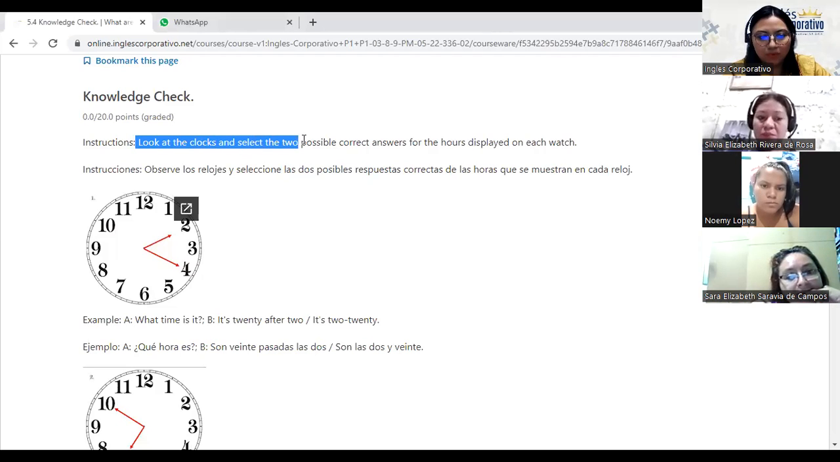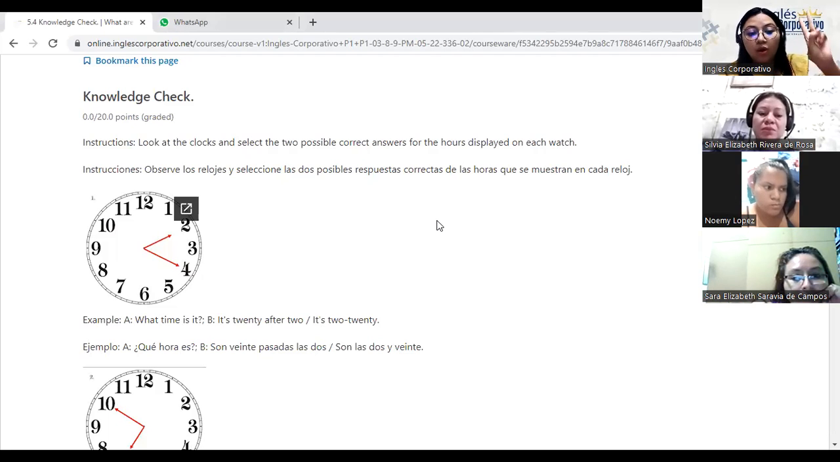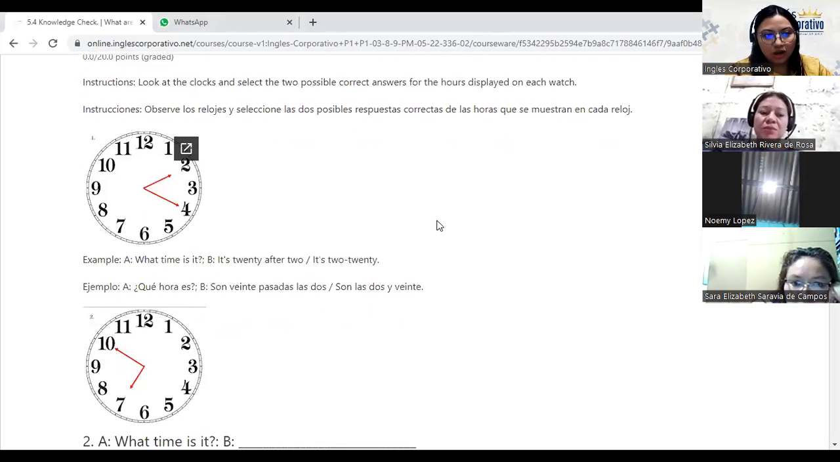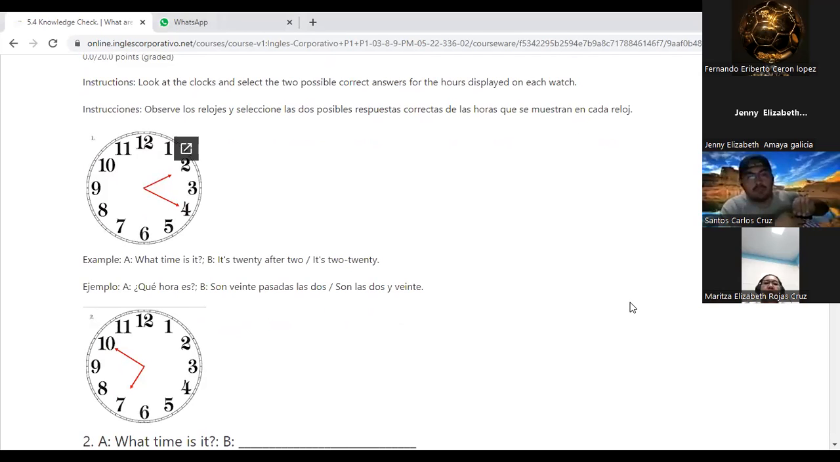Here you have an example and it says, select the two possible correct answers. Seleccionen las dos posibles respuestas correctas. Not only one, two. Look at the first clock. What time is it in the first clock? But wait, hoy pregunto, voy a ser específica. Maritza, number one is for you. What time is it in the first clock? In the example.